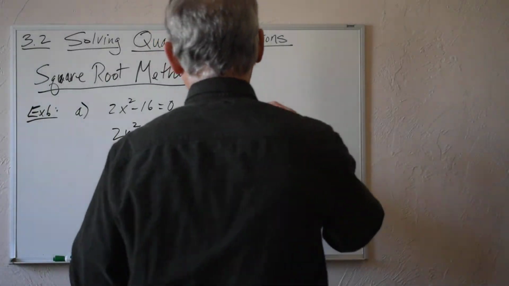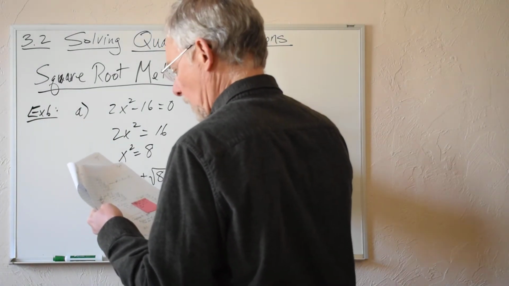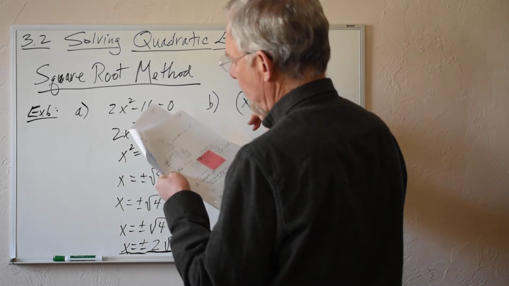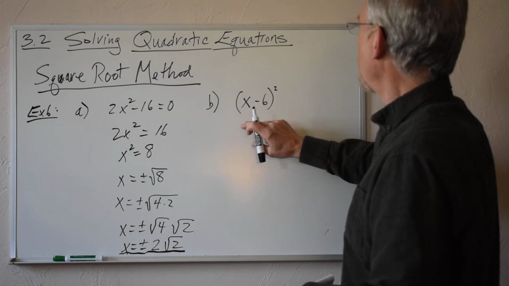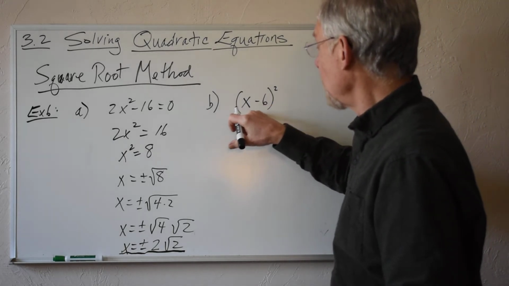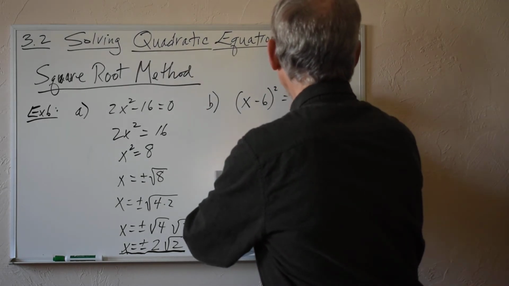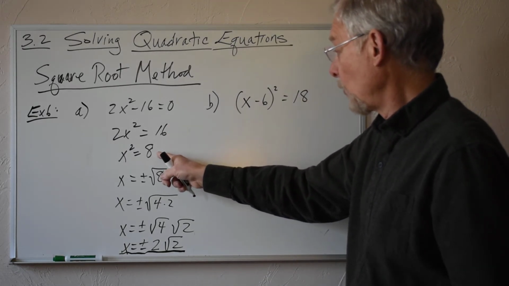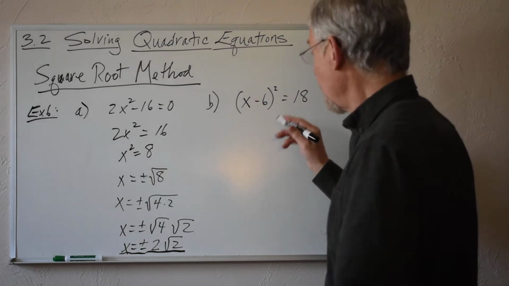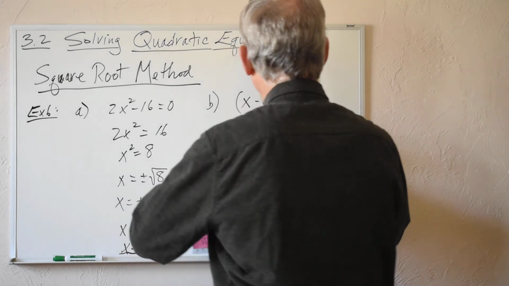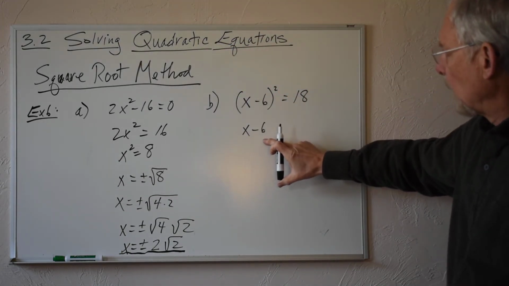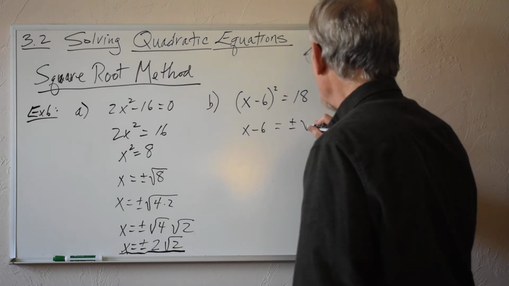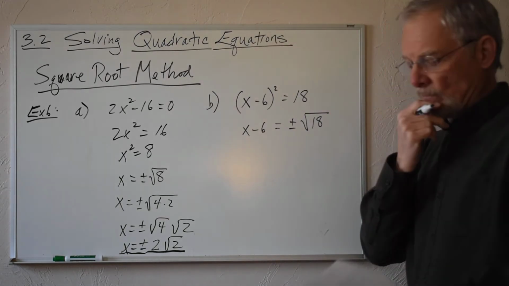Let's look at a slightly more complicated version of this same problem. Look at part B. X minus 6 quantity squared. When I say quantity squared, that means there's parentheses around there. Equals 18. Well, this one's already in this stage. Actually, this stage. Let's just take the square root of each side. What was inside the parentheses is x minus 6. So when I take the square root, that's all that's left on that side. On this side, I have my plus or minus sign, and then the square root of 18. Okay, that's good.